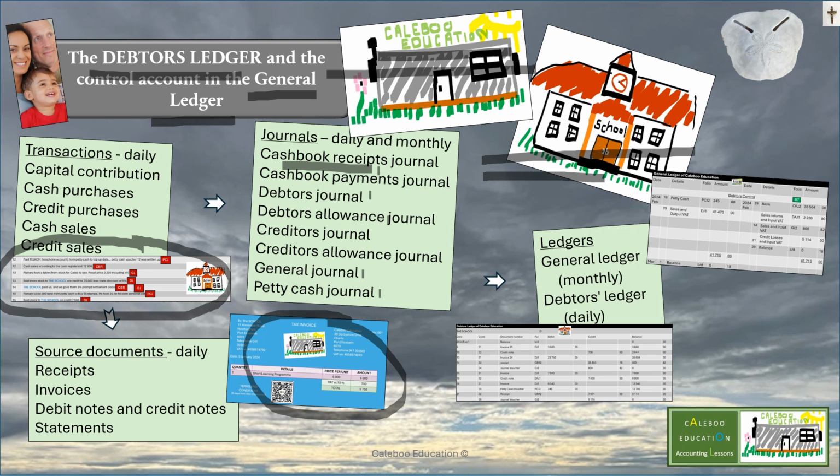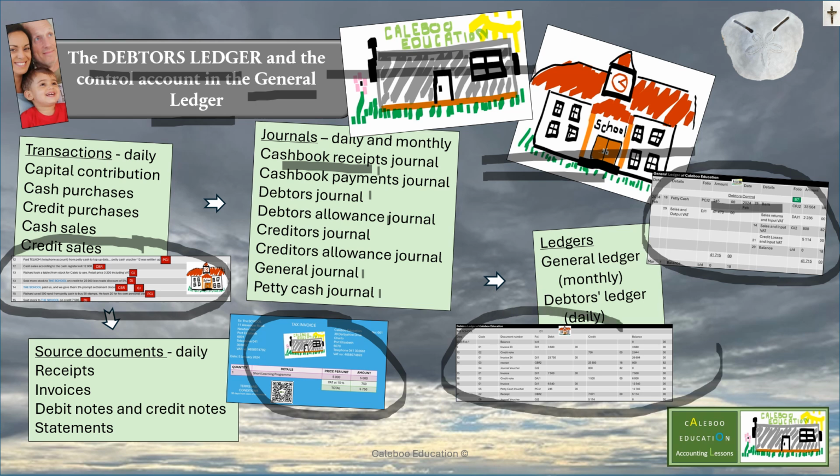Then what we're going to do, the main focus of this video, don't worry, I'm going to do that account and you will see it properly, but it's the debtors control account. And in the debtors ledger, we are going to do the account of the school. In the debtors ledger of Caleboo Education, we will do the account of the school. The school is a debtor.